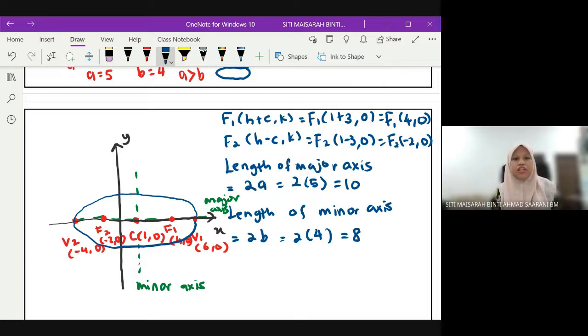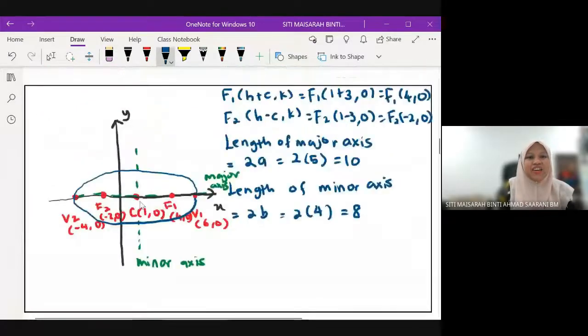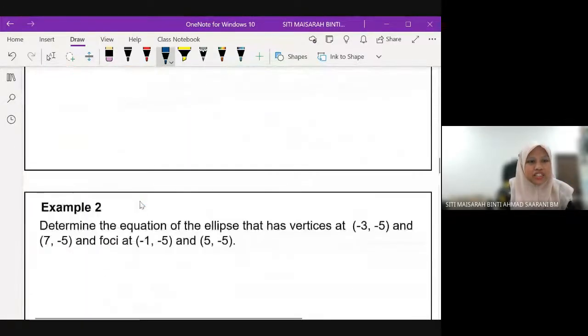Okay, semua dah ada. Kita dah ada center, kita dah ada vertices, dah ada F1, F2 dan juga kita dah buat garis major axis dan minor axis. Yang paling penting dia punya shape ellipse tu lah. Ellipse mesti bentuk horizontal, dia kena panjang lah. Maksudnya dia kena lebar. Kalau bulat dia bulat kan. Ini dia tak bulat ya. Lebih kurang lah macam bola rugby. Okay. Alright. Kita move kepada example 2 pula.